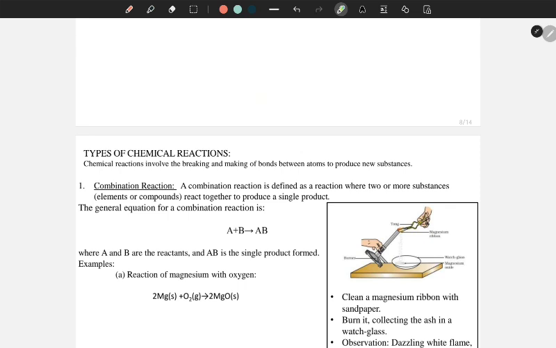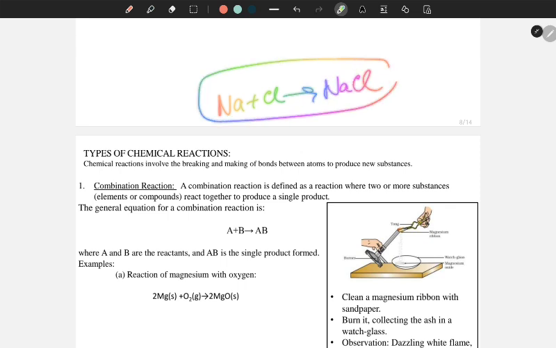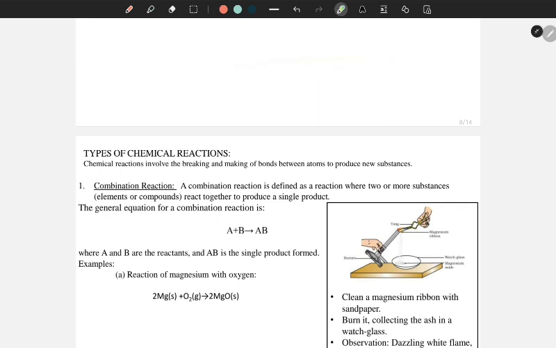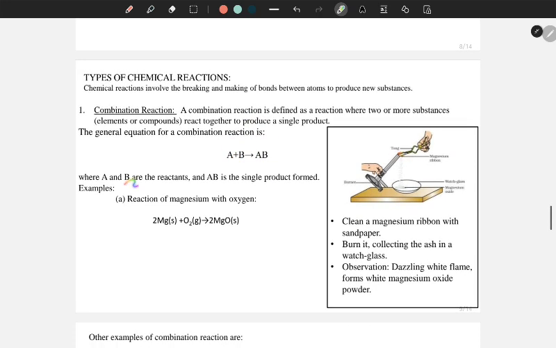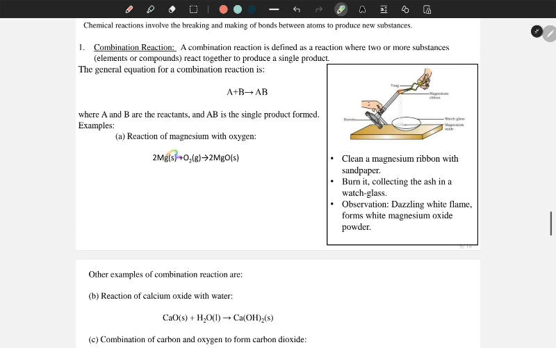So here suppose we are seeing NaCl. So here Na plus Cl gives NaCl, right. So here 2 reactants combined to make one product. So this is an example of combination reaction. So you can see here A plus B gives AB, right. So where A and B are the reactants and AB is the single product formed. So here we can see the reaction of magnesium with oxygen. 2Mg plus O2 gives 2MgO. So this is the balanced chemical equation, right. So this is an example of combination reaction. 2 reactants react to give a single product.